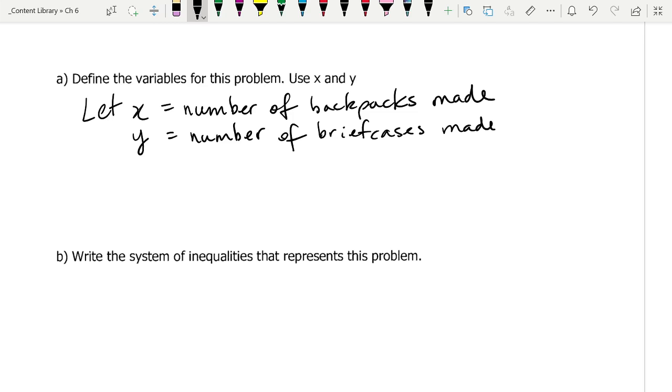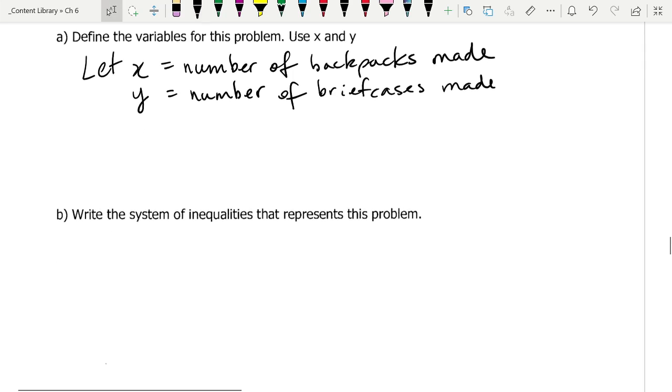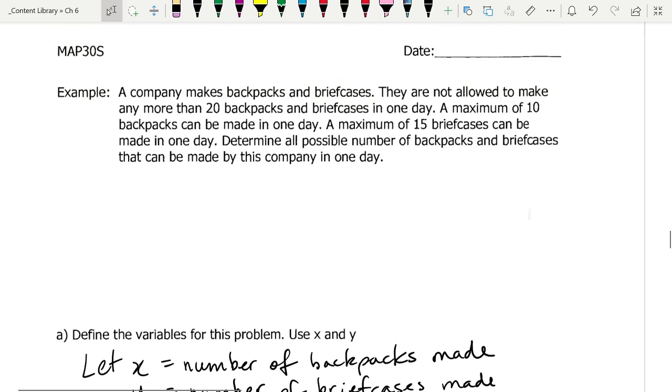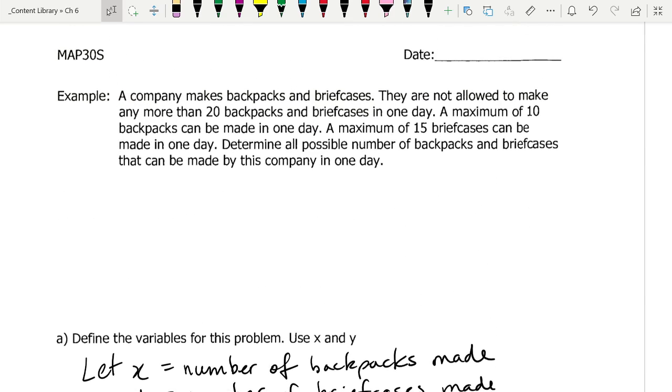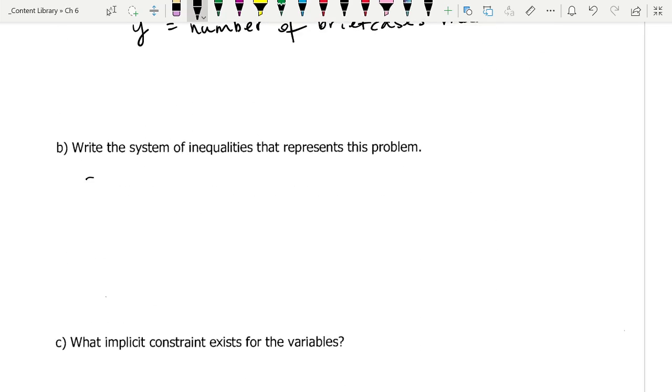There's 5 of them. Yes? 10x plus 15y is equal to 20. Not quite, but you're on the right track. Okay, here's the first statement. Let me go back to the question. They're not allowed to make any more than 20 of both together in a day. So X plus Y together has to be less than or equal to 20.